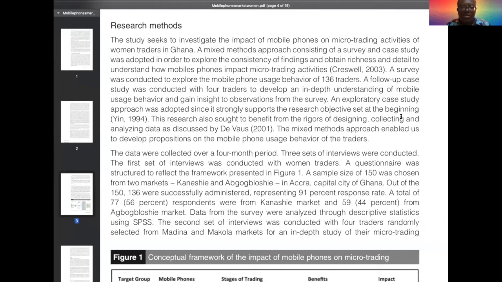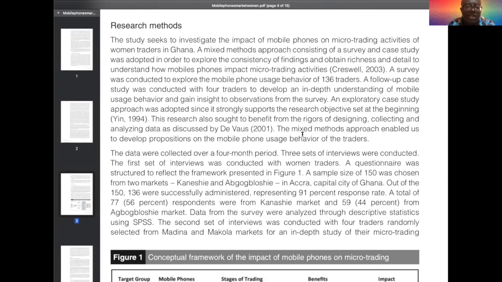Now, remember I mentioned Yin. This research also sought to benefit from the rigors of designing and collecting data and analyzing the data as discussed by Yin. Please try and find Yin's work. I don't remember whether I still have it, but the reference is in this paper. The paper has been shared with you already.